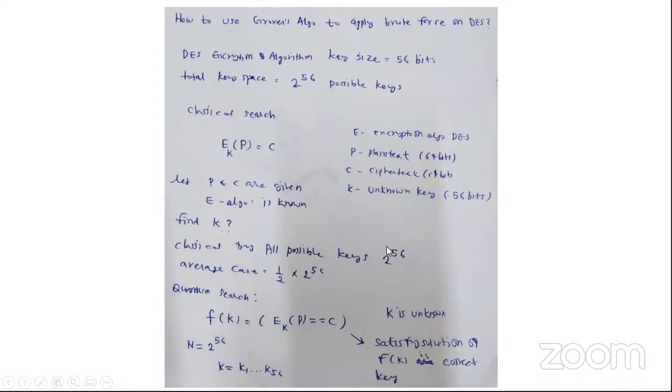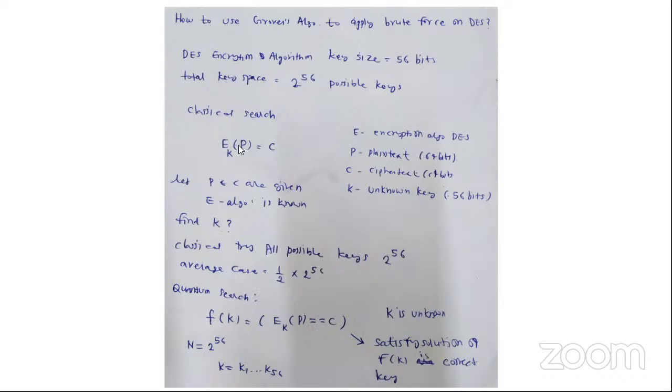But if we increase this number to, let's suppose in AES, this number is 128, then you cannot do it even on supercomputers. So this takes this much time on a classical computer. But if we use Grover's algorithm, and how to design that F for this problem, that is the thing which I want to explain to you.